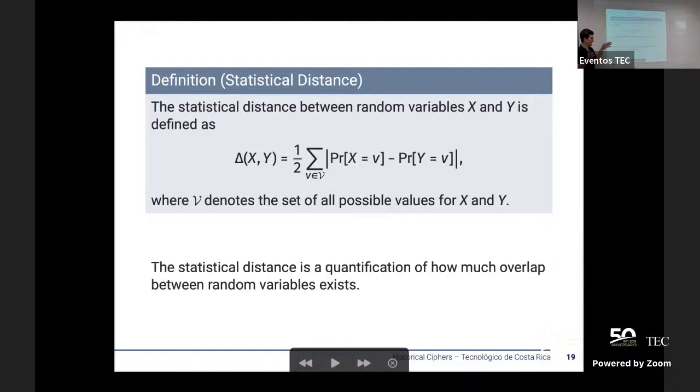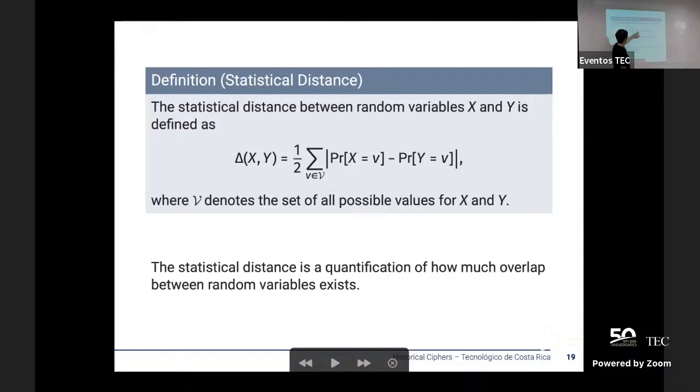So if it was 0, then they were completely the same. These distributions were completely the same. And now I think the opposite of completely the same is completely different. So it means that they had absolutely no overlap. So if we had maybe just an alphabet of two letters, then the one had a probability of 1 of always A, and the other has probability 1 of always B.